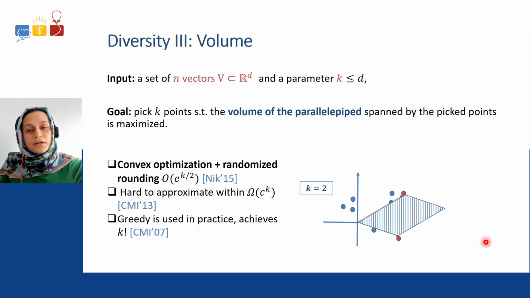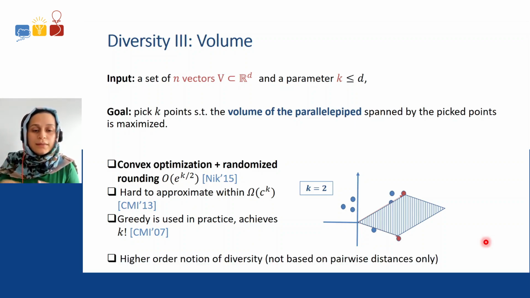And although it's a harder problem to approximate, people use it because it depends on all the points at the same time. So it doesn't only depend on pairwise distances. For example, if the points are linearly dependent, then you get 0, and the more perpendicular they are, the more diverse we say they are.